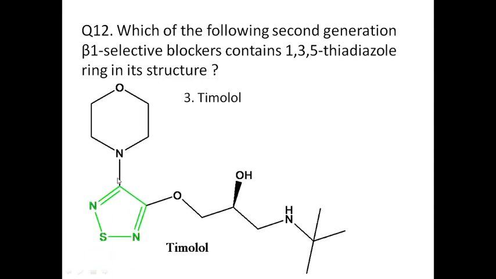You can see here this ring structure. Look at here. This is morpholine ring, the ring above here. Below this morpholine ring, here you can see this is thiadiazole ring. Sulfur, which means thia, and nitrogen means aza. There are 2 nitrogens, means diaza.